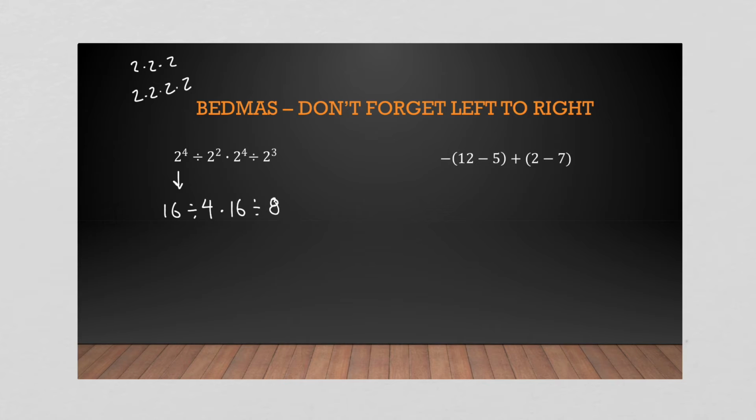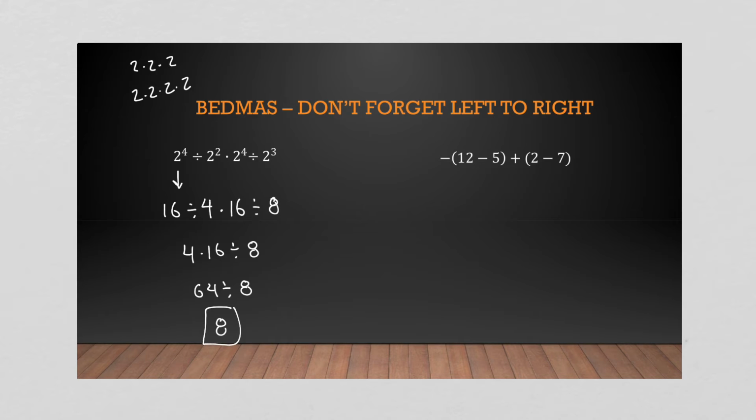And now we do division and multiplication from left to right. So 16 divided by 4 is 4. 4 times 16 is 64. 64 divided by 8 is 8. Boom. So now this next one, we do what's in brackets first, right?